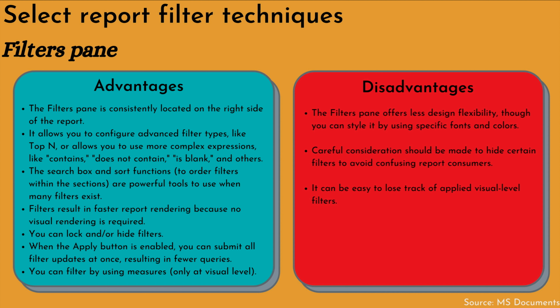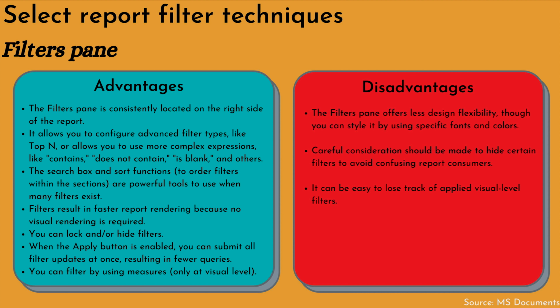Now both have their advantages and disadvantages. So in the filtering technique, the filters pane has its own advantages. For example, the filters pane is consistently located on the right-hand side of the report. That means you cannot move it. It's going to be rigid, but you would always find it in one place. It also allows you to apply top N, and/or, is blank, is not blank kind of multiple conditions that you cannot do in a slicer.